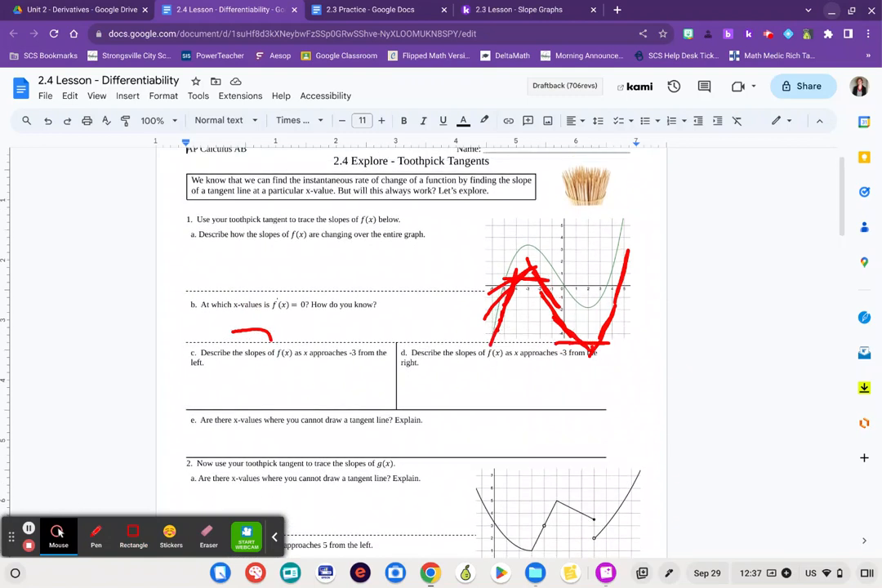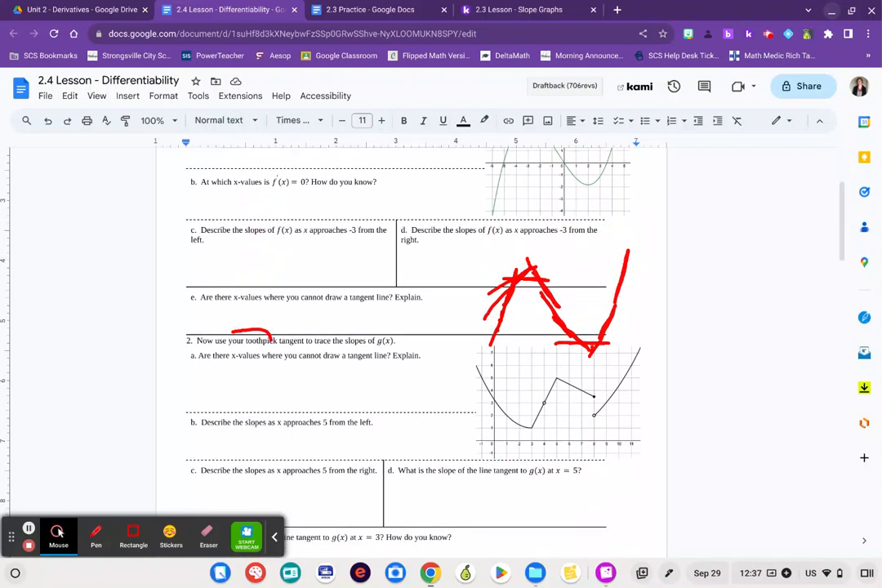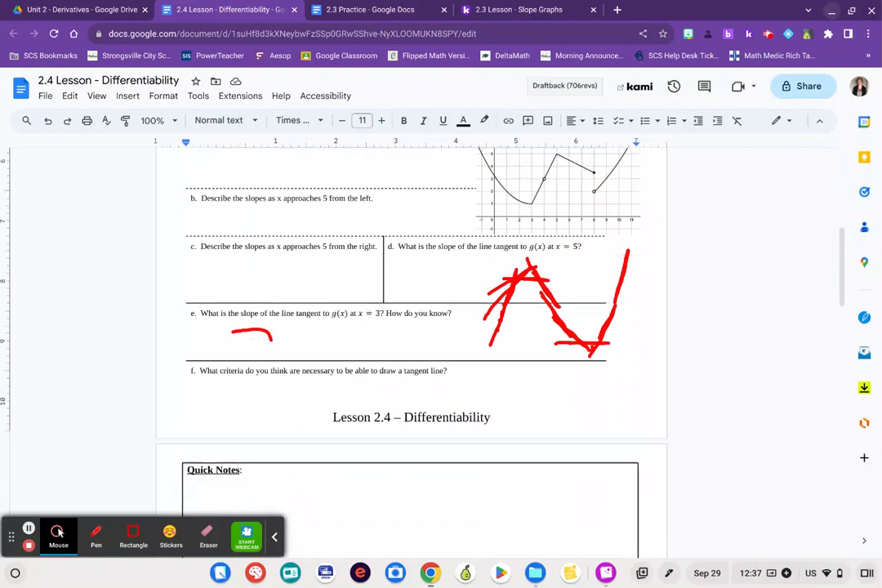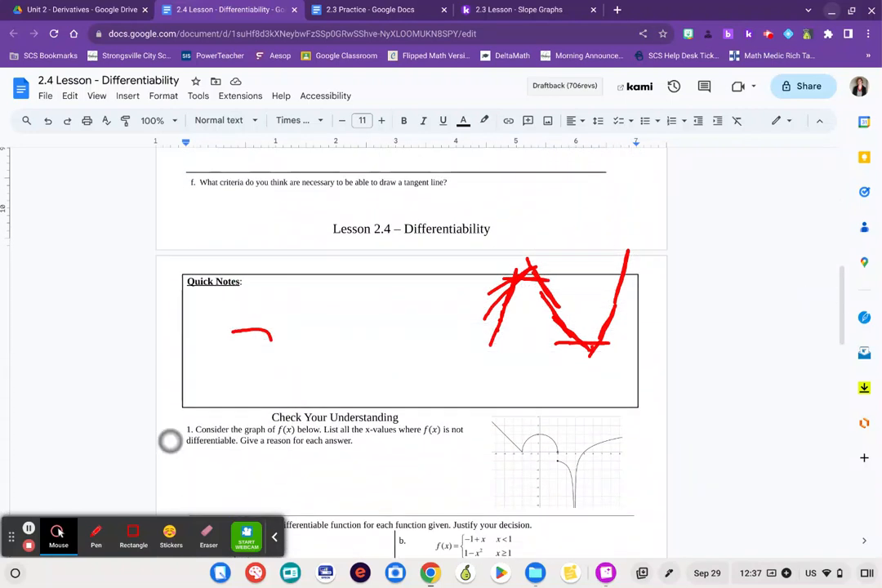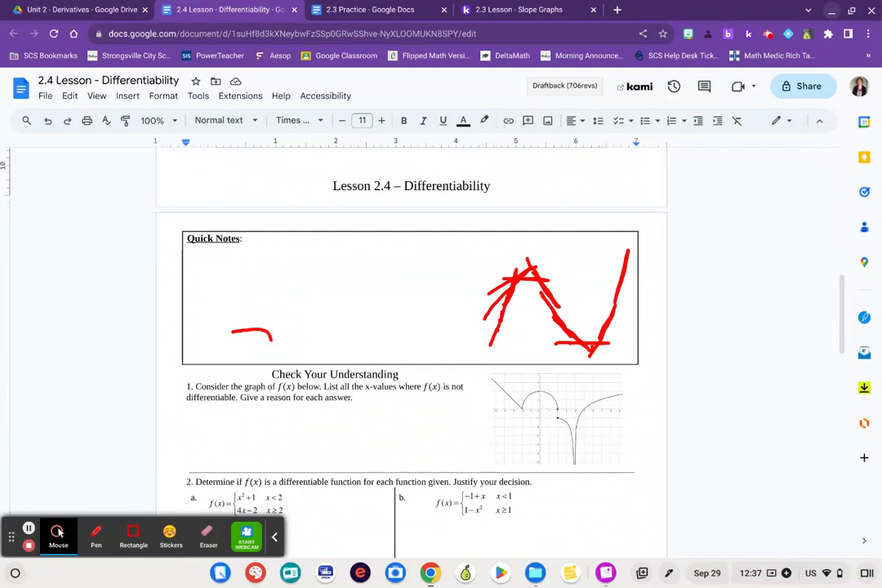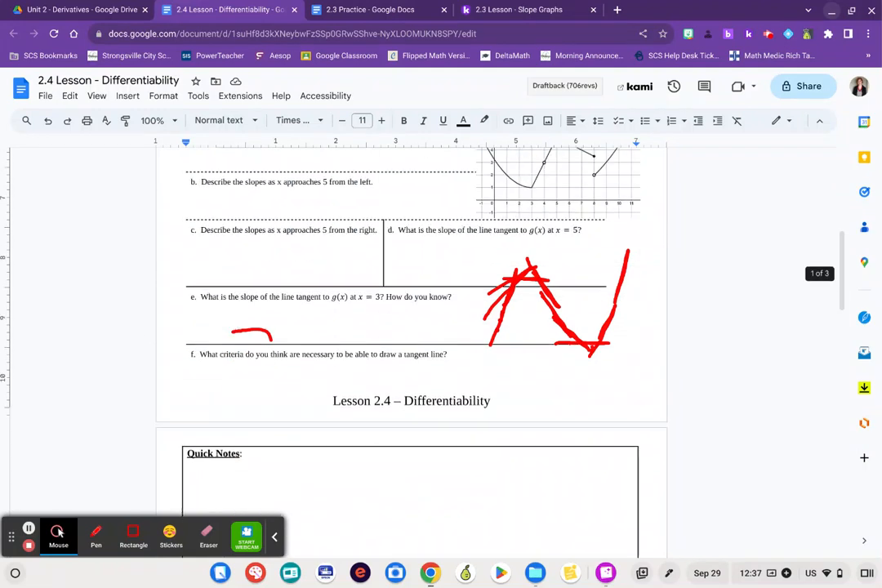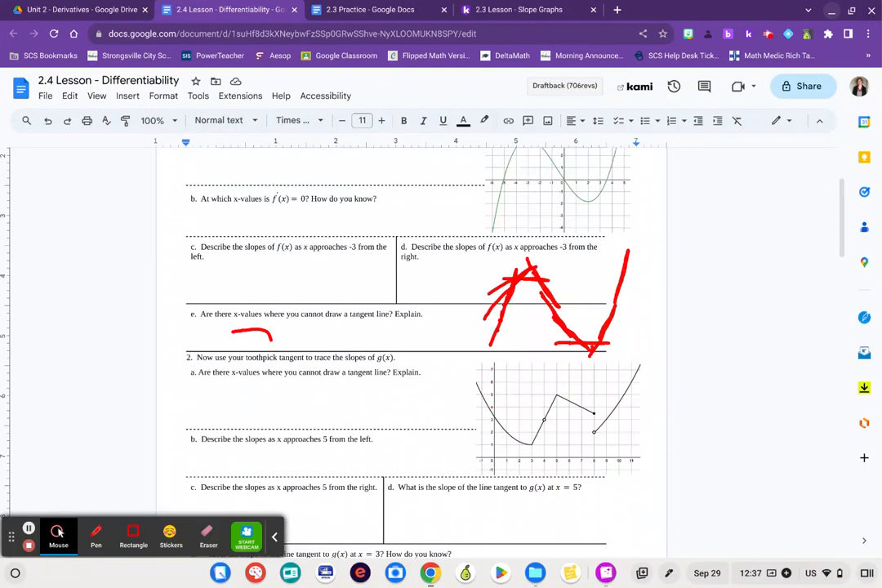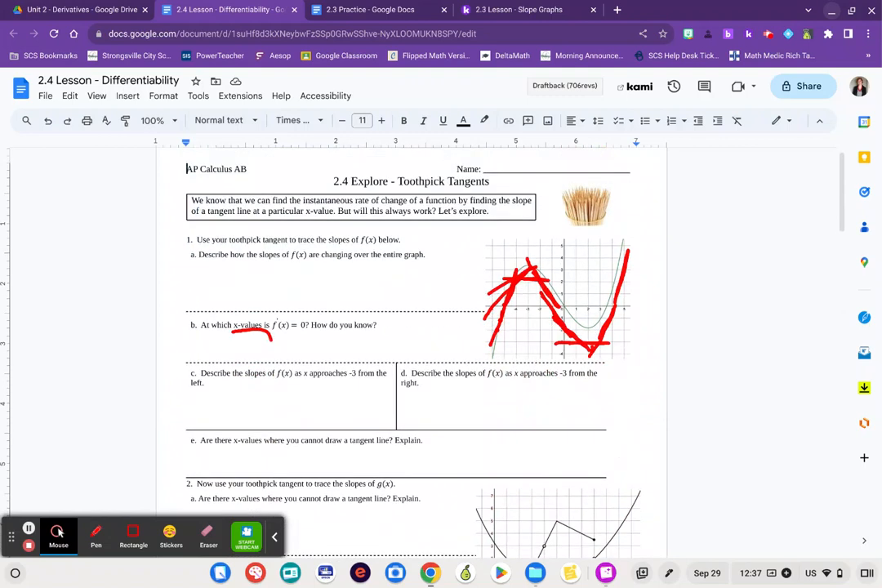So you're going to go through and work through this document for me. I do not need you to do the quick notes or check your understanding. We'll talk about that when I come back on Tuesday. Okay? All right. If you have any questions, send me an email and be ready to chat with me tomorrow.